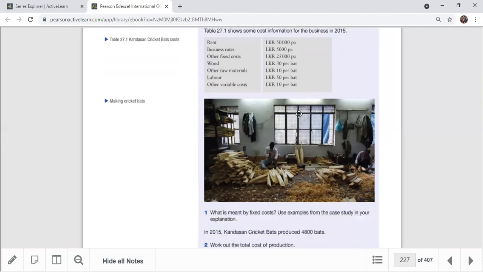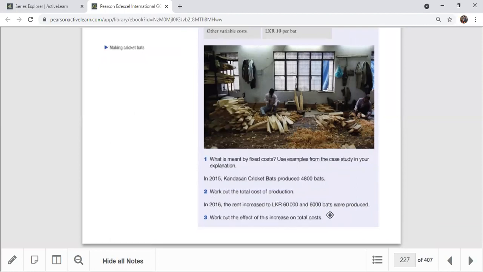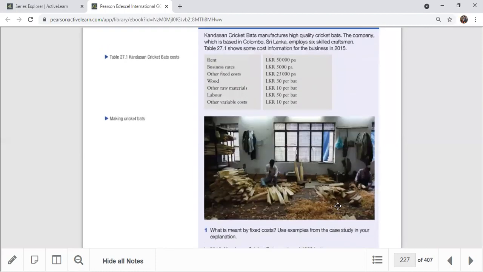And also the variable cost would change because now they increase the output from 4,800 to 6,000 bats. So now 6,000 bats multiplied by 100 equal 6 lakhs. 600,000. 6 lakhs total variable cost of those bats. Last question. So 6 lakhs plus 90,000, how much?